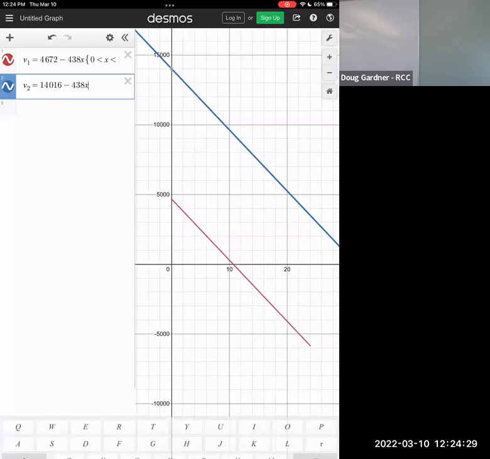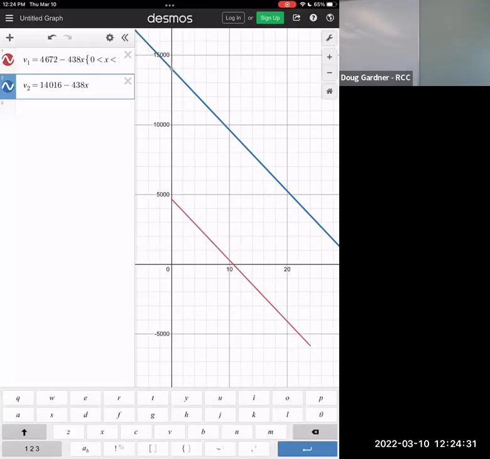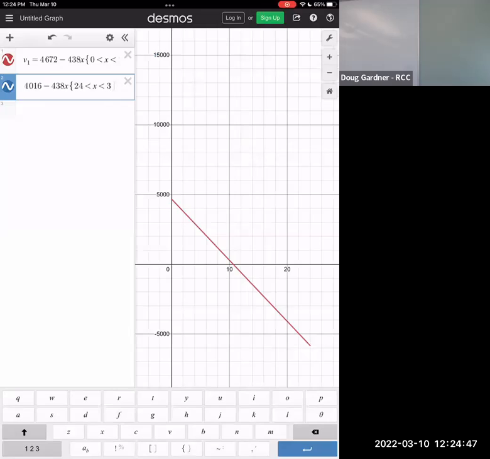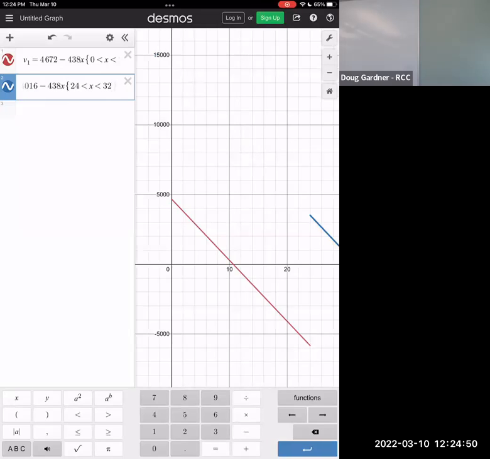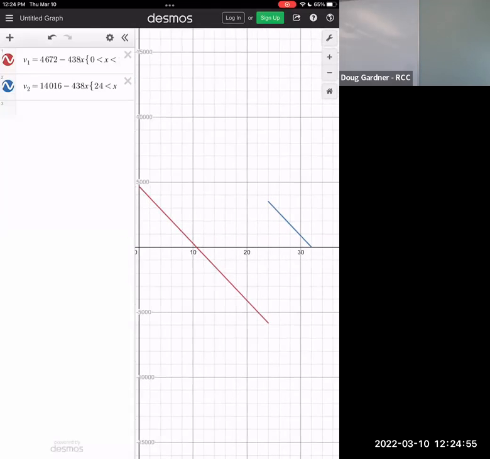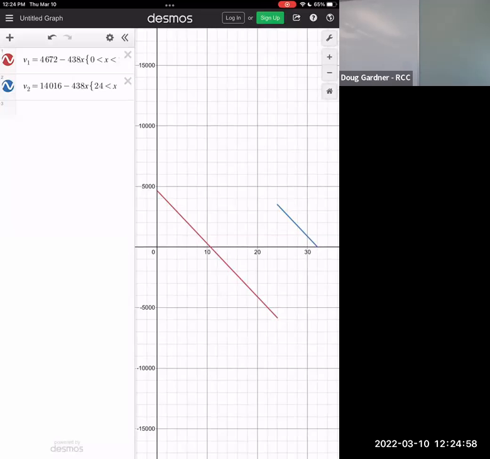And watch what happens when I add the same thing for this one. Then I move from 24 less than X less than 32. So what actually happens is the shear just in an instant jumps to a totally different number. That's what it comes down to.